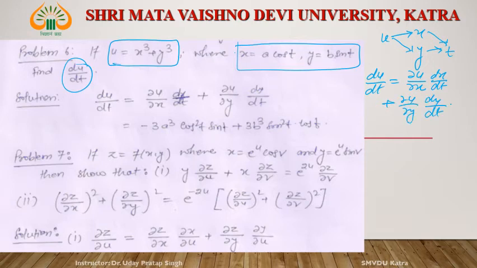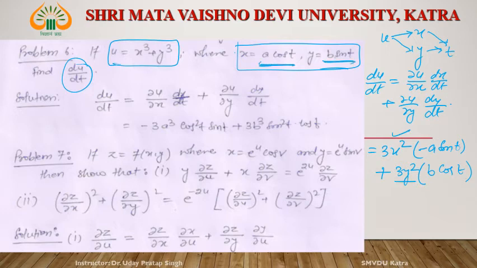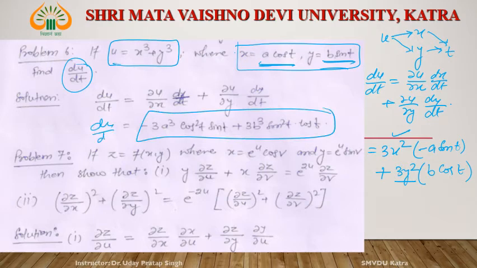Now see, what is del u by del x? Del u by del x is equal to 3x square. And dx by dt is minus a sin t. Plus del u by del y is 3y square, and dy by dt is b cos t. Now putting the value of x as a cos t and y as b sin t and simplifying this, we get this term, and this is equal to du by dt.